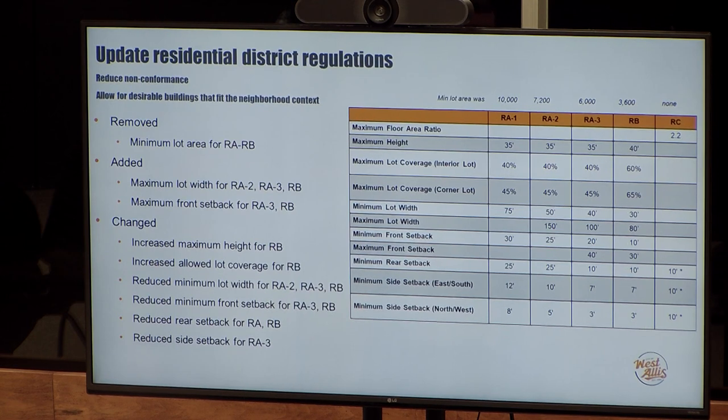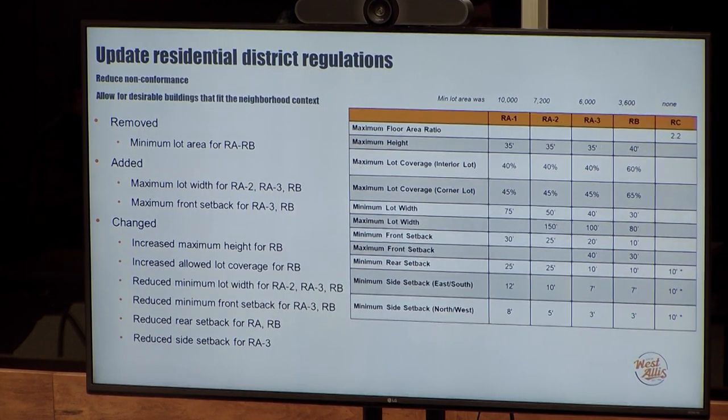In terms of the height within the RA districts, really not changing too much. In the RB district, we're going from 35 feet to 40 feet. And this is, again, to support, in some cases, potentially more density, and roof pitches on the traditional east side of West Allis. We typically have, in some cases, smaller lots but maybe taller homes. So we want to accommodate roof pitches, the additional capacity for whether it be a third floor or just a steeper pitched roof on a duplex.